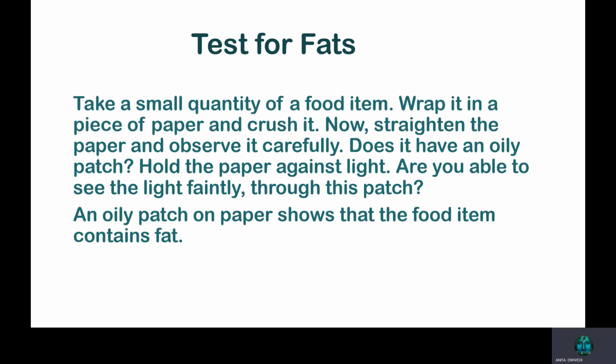Test for fats. Take a small quantity of a food item, wrap it in a piece of paper and crush it. Now, straighten the paper and observe it carefully. Does it have an oily patch? Hold the paper against a light. Are you able to see the light faintly through this patch? An oily patch on paper shows that the food item contains fat. With the help of this activity, we can detect very easily the presence of fat in our food.